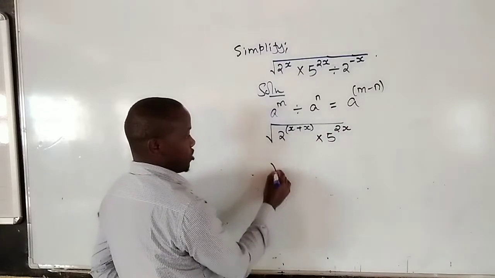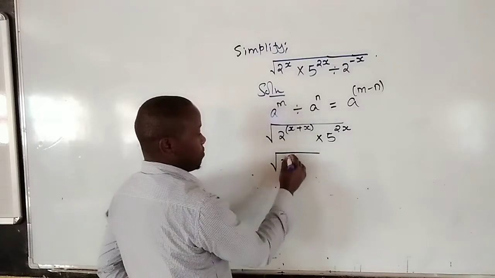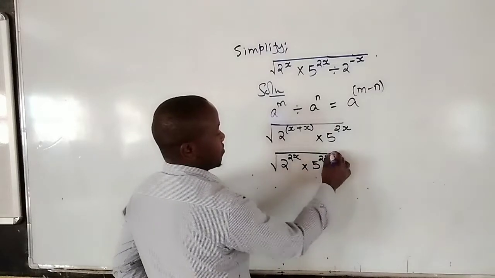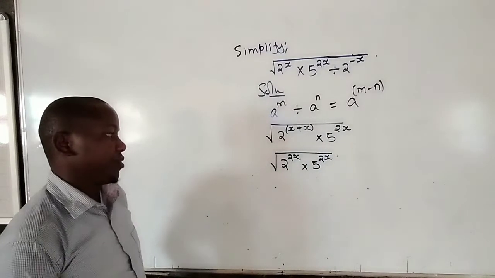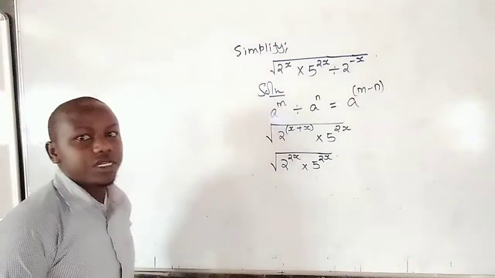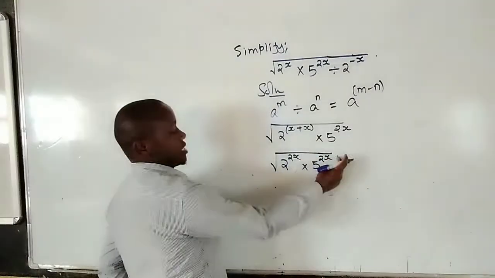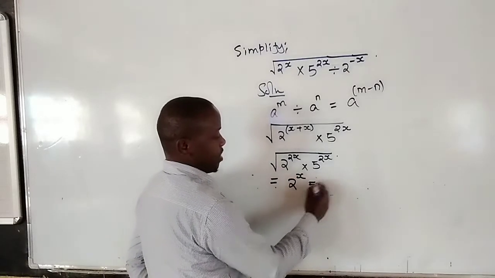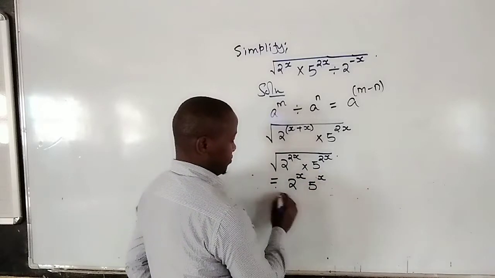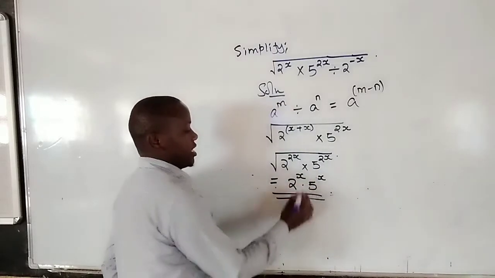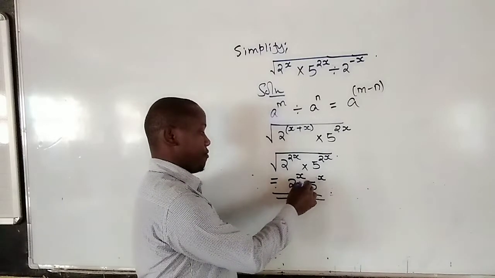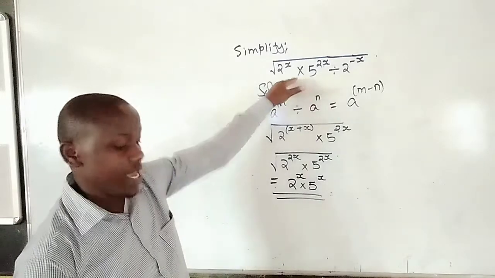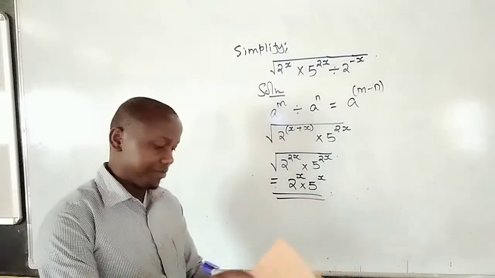So the square root of 2 power 2x times 5 power 2x. Whenever we are taking the square root, we just halve the powers. Therefore, this simplifies to 2 power x times 5 power x. So that is the simplest form of the expression above.